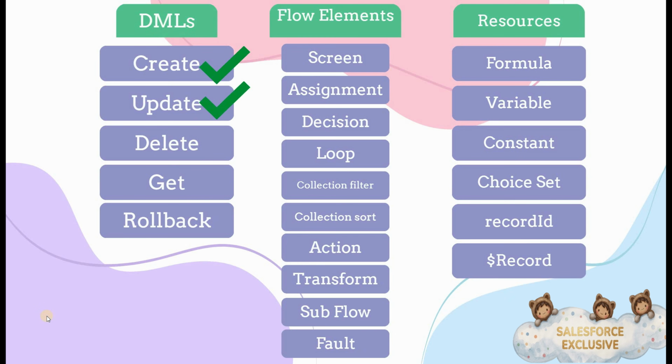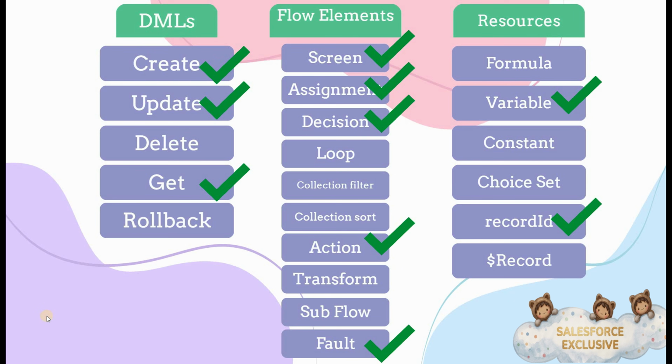Before starting our first flow, these are the elements that I said we need to know. Let's see how many of them we already covered. Create, we have used for create contact. Update, we have used for update contact. Get, we used for getting the contact query with the same phone number. We have used the screen component. We have used assignment to assign the values of screen values into the contact record. We have used decision to make sure whether the contact already exists or not.